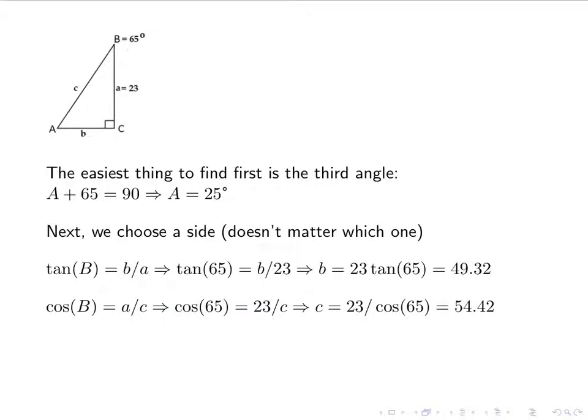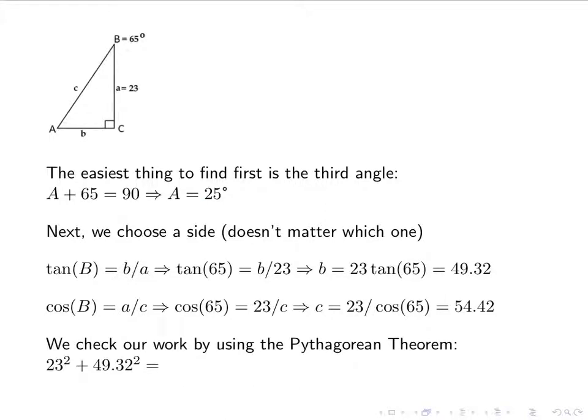So I found all three pieces. What's left to do is check my answer. There are a couple of ways I can check it. The first way is to use the Pythagorean Theorem. Is a squared plus b squared c squared? So I do out a squared plus b squared, and then I do out c squared, and I notice that they are pretty similar.